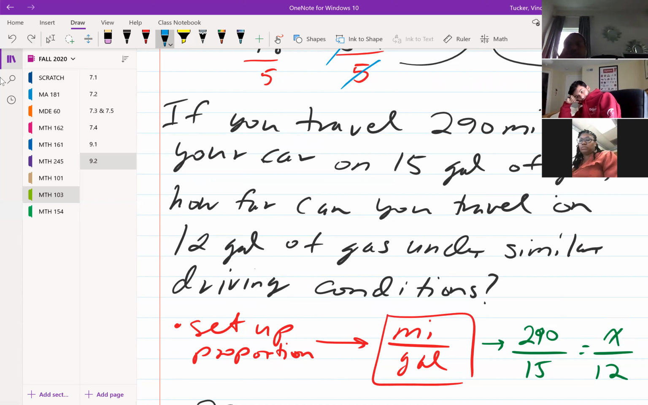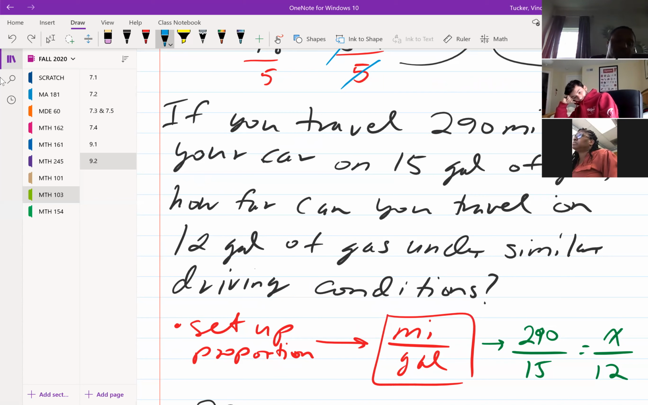All right, so if you travel 290 miles in your car on 15 gallons of gas, how far can you travel on 12 gallons of gas under similar driving conditions? So first thing you want to do is set up a proportion. Whatever you do, make sure you stay consistent in your setup.